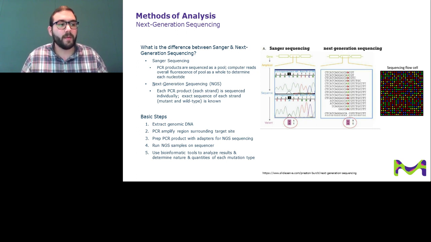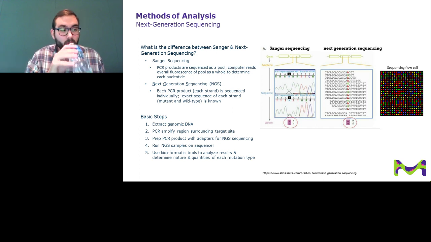There are 2 main types of sequencing-based analysis. One involves comparing Sanger sequencing reads, in which PCR products are sequenced as a pool, and the computer reads overall fluorescence of the pool as a whole to determine each nucleotide. The other is next-generation sequencing, in which each PCR product is sequenced individually and the exact sequence of each strand, mutant and wild type, is known.